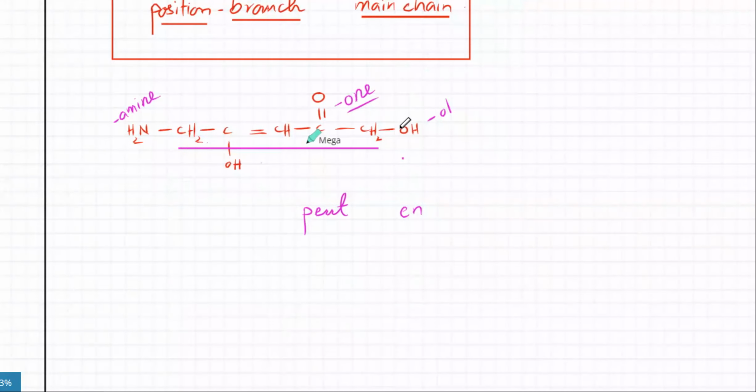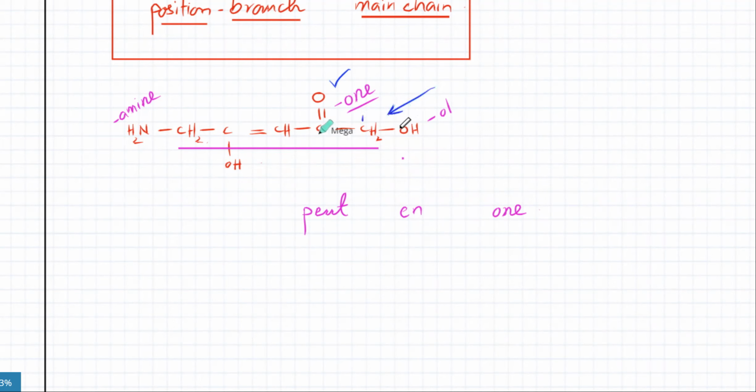So the molecule is going to be called ON, named after this ketone group, because that's the most important group. You're going to count from the side that gives the smaller number to this most important group, which is ketone. So you're going to count from this side.